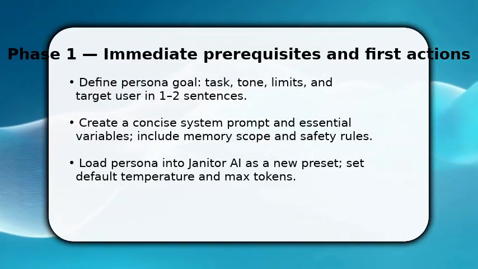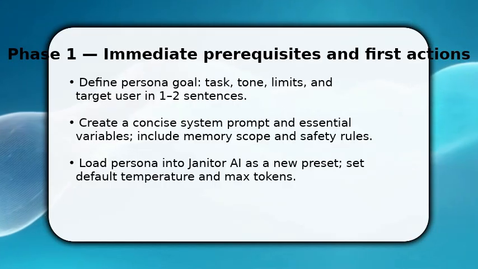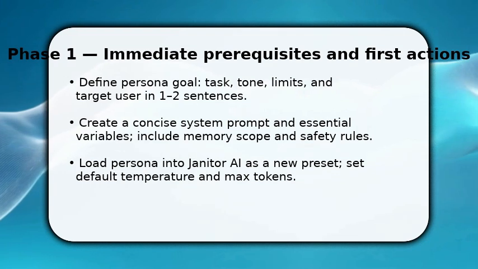Then you create a new preset in Janitor AI and paste the system prompt, set default temperature, and a sensible max token limit. Make sure to name the preset clearly. This is the live persona you will use immediately.